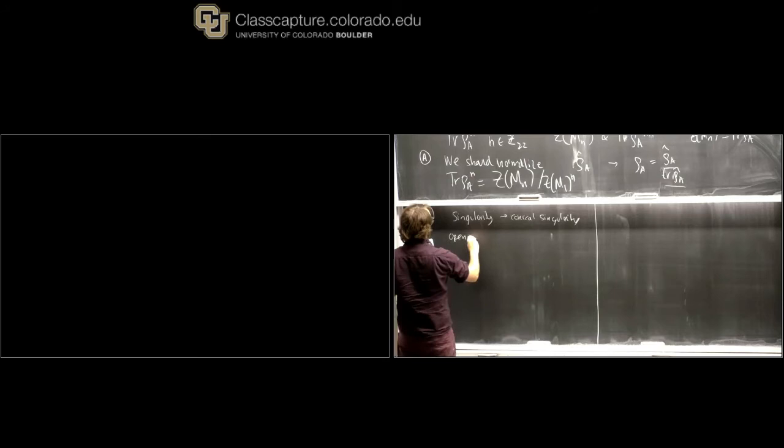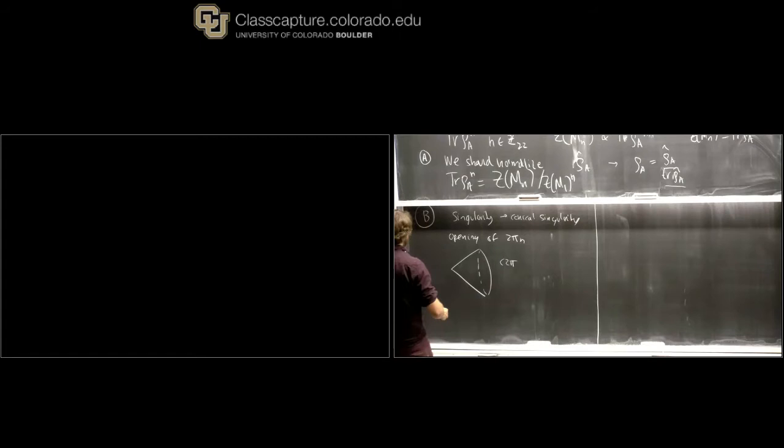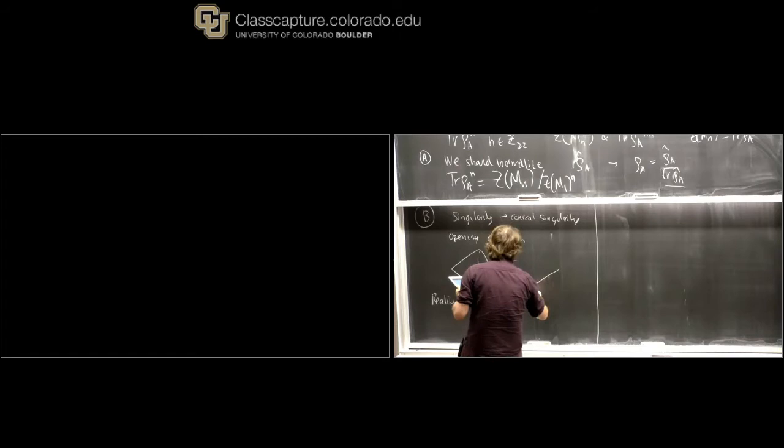So if this opening angle was less than 2 pi, then you would get the standard picture that looks like this. So this is less than 2 pi. But when it's bigger than 2 pi, it's just harder to draw. But it's the same idea. So in reality, we should somehow smooth out the singularity. So maybe replace it with a smooth cone here, something like that.